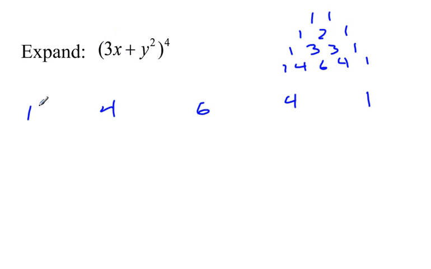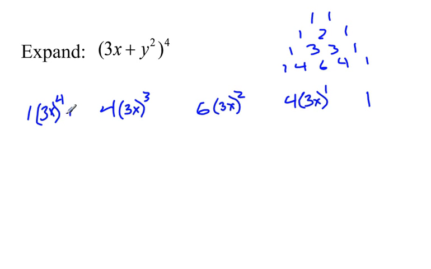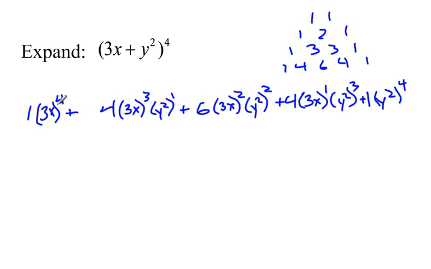That's great. Now the 3x has to go in parentheses, and 3x starts out to the fourth, then 3x to the third, then 3x squared, 3x to the first, no 3x. All right, here I have no y squared. I'll just put a plus. Here I have y squared to the first. Here I have y squared squared. Here I have y squared to the third. And the last one I have y squared to the fourth. And I can look at my powers. 4, 4, they add up to 4, add up to 4, and add up to 4.